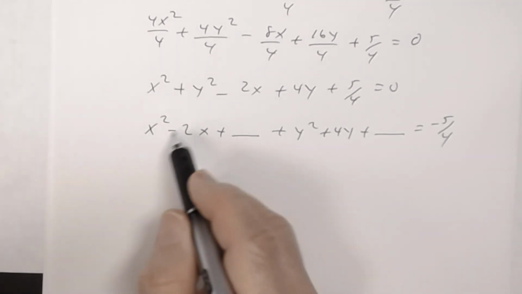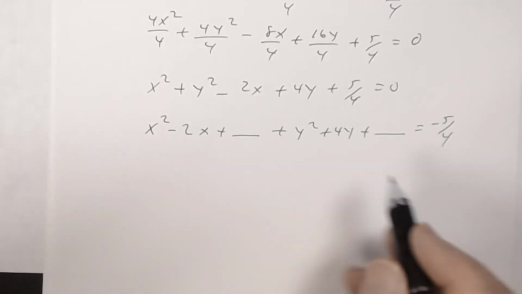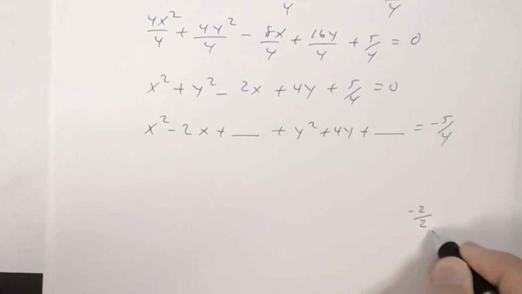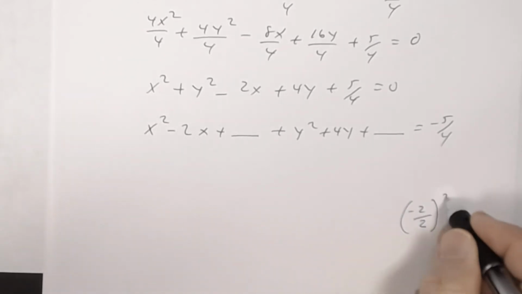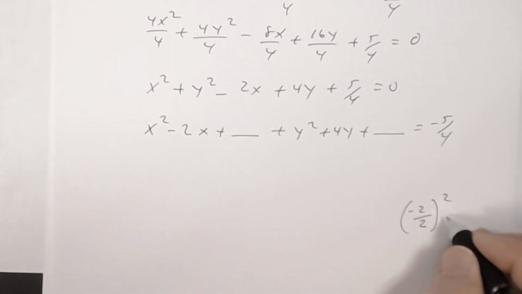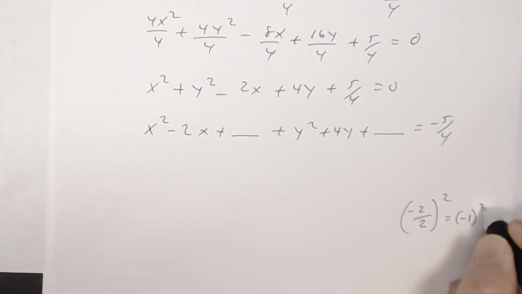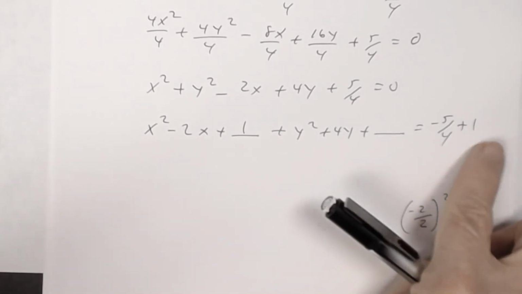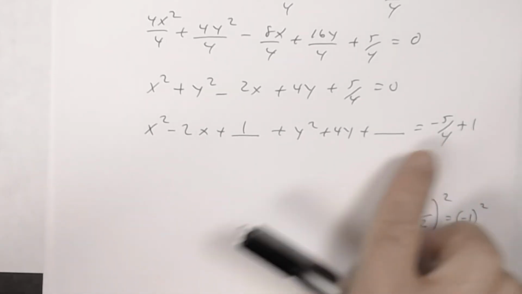Okay, so now let's go ahead and complete the square. So, completing the square: I take the coefficient of x, which is negative 2. So what do I do to negative 2? I take half of it. And what do I do to that? I square it. Can I simplify this? Yes, because negative 2 divided by 2 is negative 1. And what's negative 1 times itself? A positive 1. So I'm going to add 1 to both sides. Don't forget, many students forget about this side.